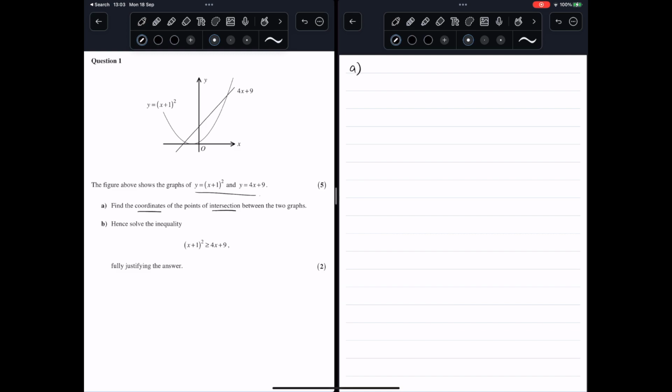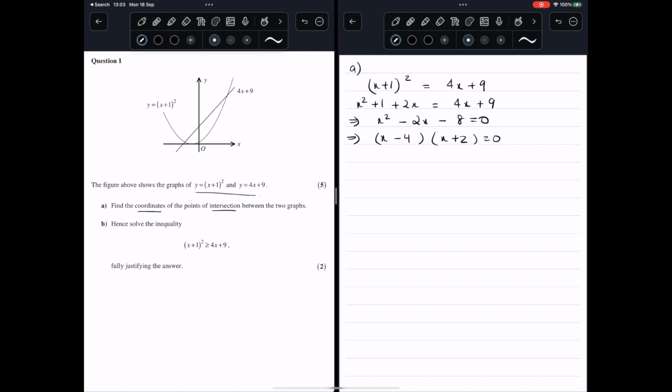So it'll be (x plus 1) whole squared, which is equal to 4x plus 9. And that further simplifies to x squared plus 1 plus 2x equals 4x plus 9. Now, just rearranging it gives me something like this. And now I'm just going to factorize it into (x minus 4)(x plus 2). So that gives me x equals 4 and minus 2.